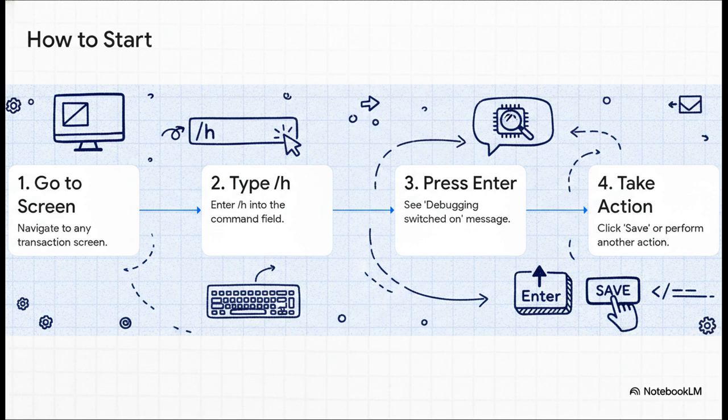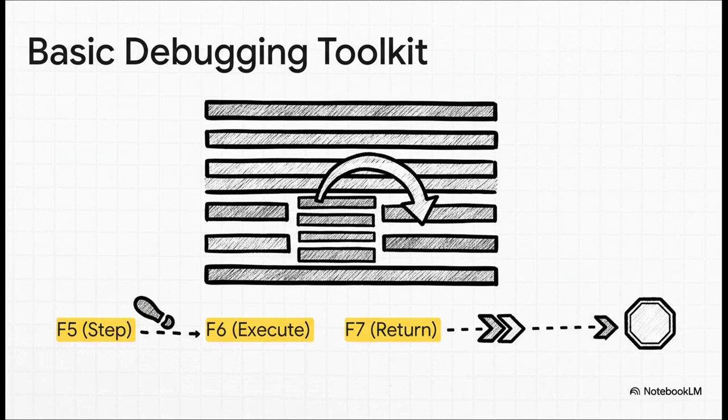And you know what? It is ridiculously easy to get started. You don't need any special permissions. You just go to literally any screen in SAP, type /H into that little command box at the top, and hit Enter. That's it. Debugging is now active. The very next thing you do, like clicking the Save button, will drop you right into the ABAP debugger. It's that simple. And once you're inside, you really only need to know 4 keys to get around.